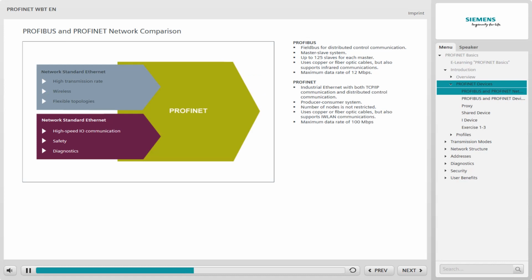By comparison, PROFINET is an industrial Ethernet network with the ability to handle both TCP/IP communication and distributed control communication. PROFINET is a producer-consumer system, which means that devices can independently send and receive data. Data collection and device configuration are simplified, and network performance is improved. In a PROFINET system, the number of nodes, devices, is not restricted. PROFINET uses copper or fiber optic cables, but also supports Industrial Wireless Local Area Network, IWLAN, communications. And finally, PROFINET has a maximum data rate of 100 megabits per second.